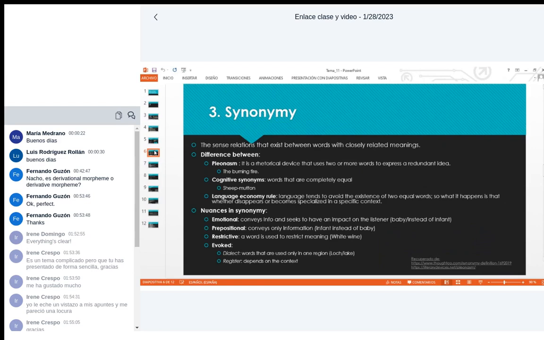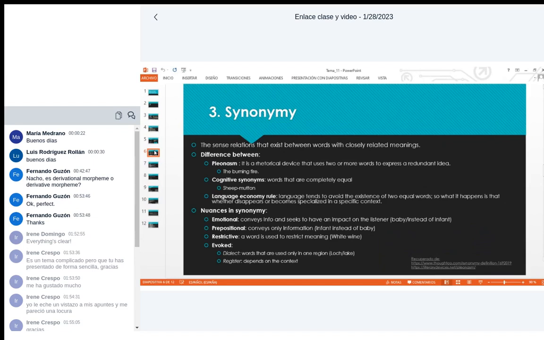When we talk about, for example, wine, we've got three types of wine: rosé, red wine, or white wine. All of them mean the same. This is the alcoholic drink. But by using white, red, or rosé, what we're doing is restricting the meaning to a specific kind of wine. And finally, we've got the evoked meaning, which refers more to the dialects and the registers.